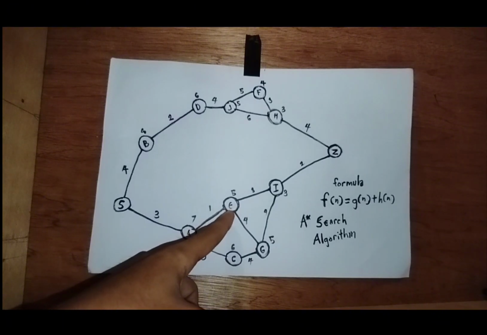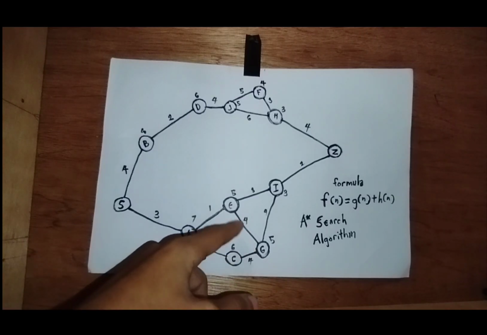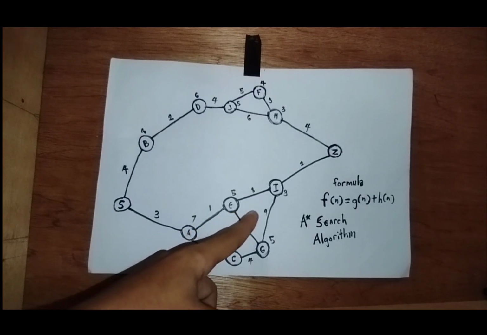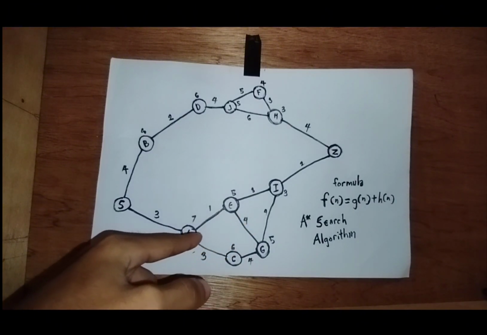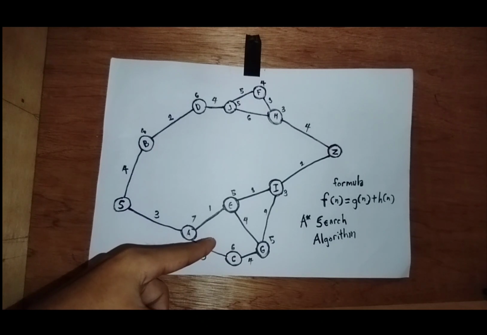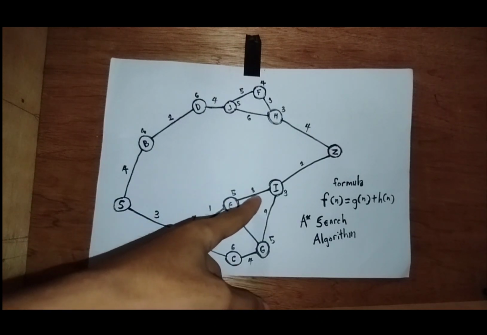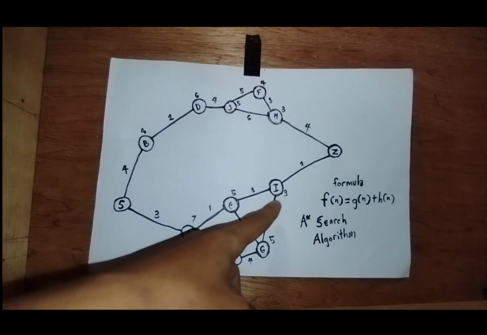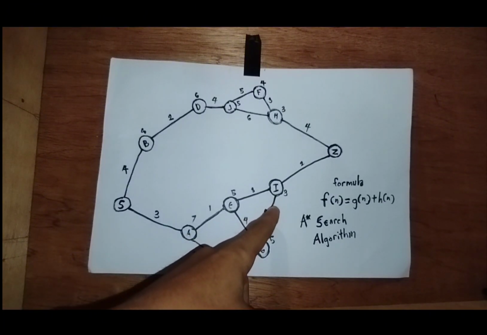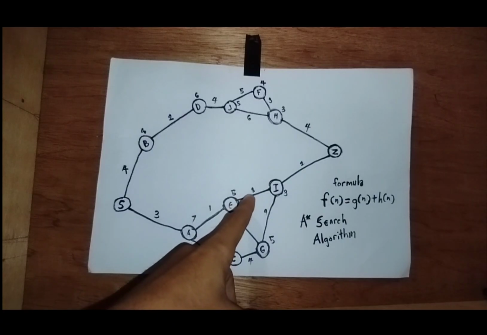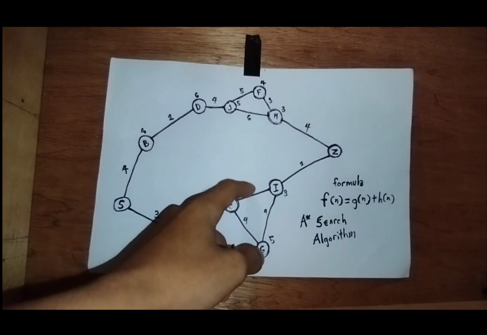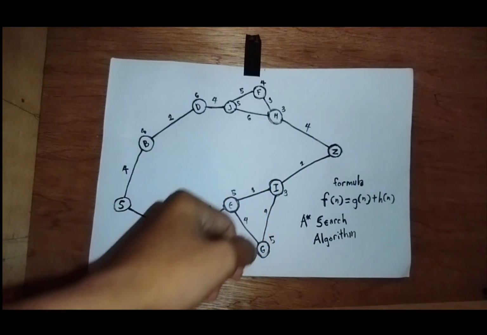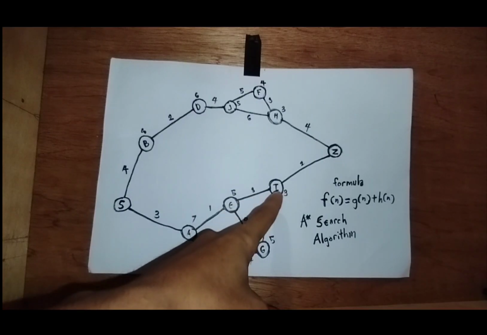So, E has 2 paths, I and G. E and I has a path of 7 points. 3 plus 1 plus 3 is equal to 7. And plus I, 3, is equal to 10. Now, this route takes 10 points.